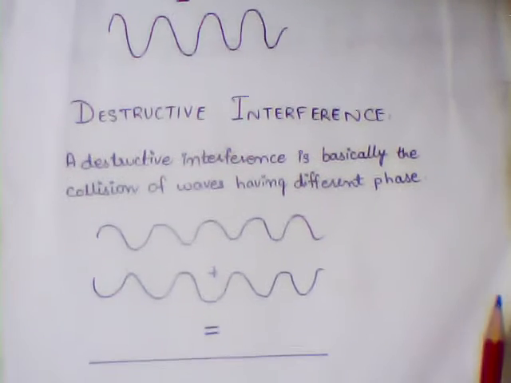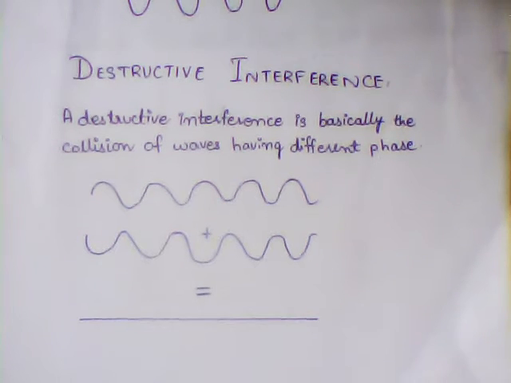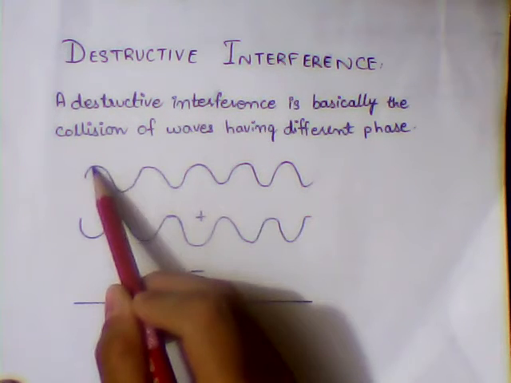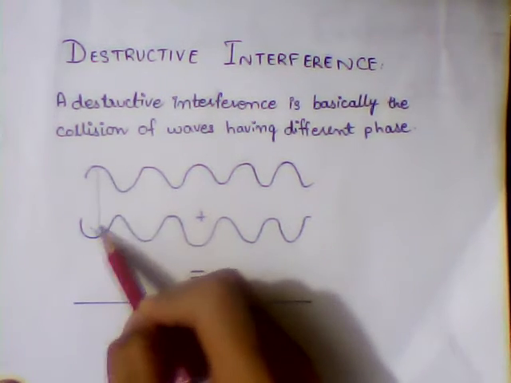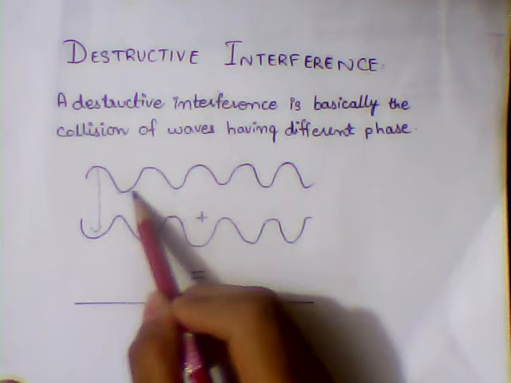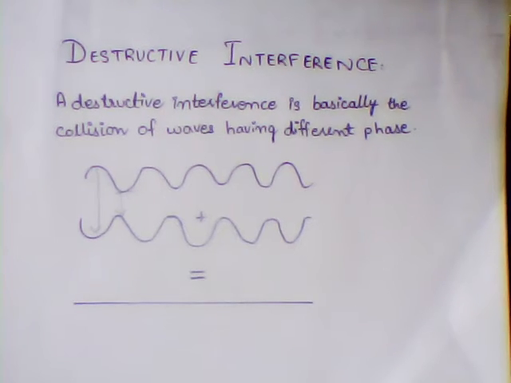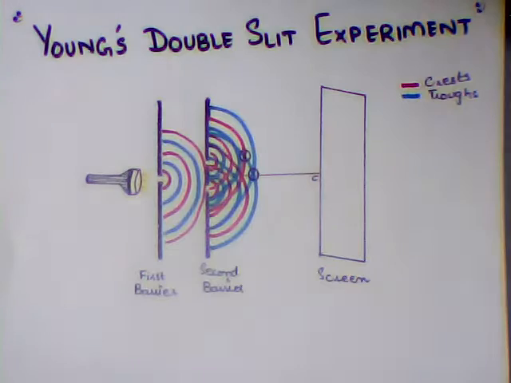In contrast, destructive interference is basically the collision of waves having different phase. In destructive interference, the crest of one wave collides with the trough of another wave, and the trough of one wave collides with the crest of another wave. So both waves cancel each other. As a result, we get no wave. This is the destructive interference. Now let's return to our schematic diagram.